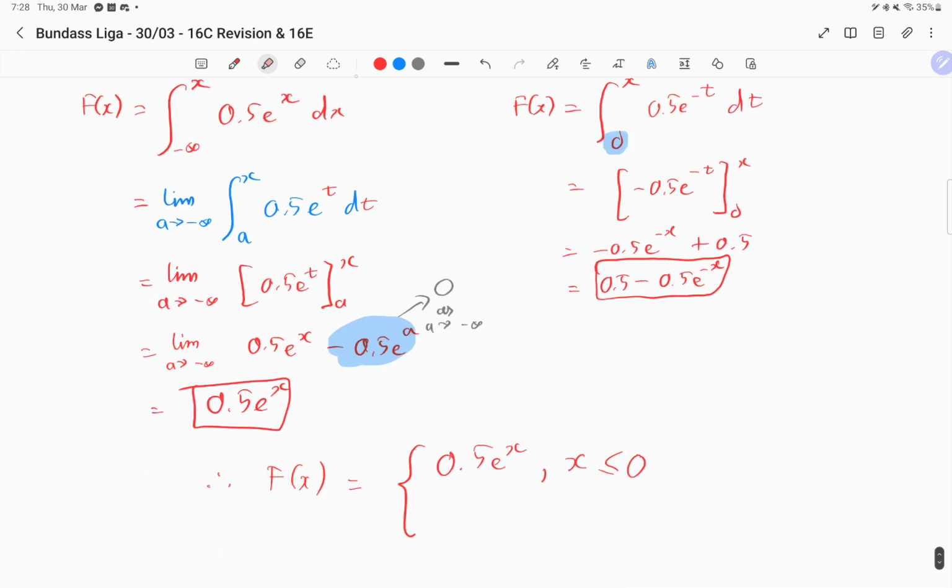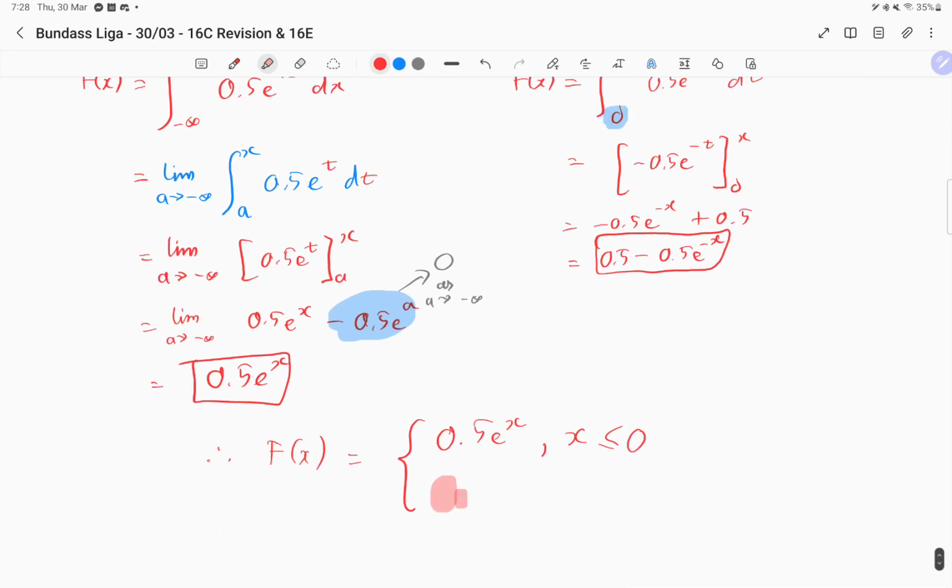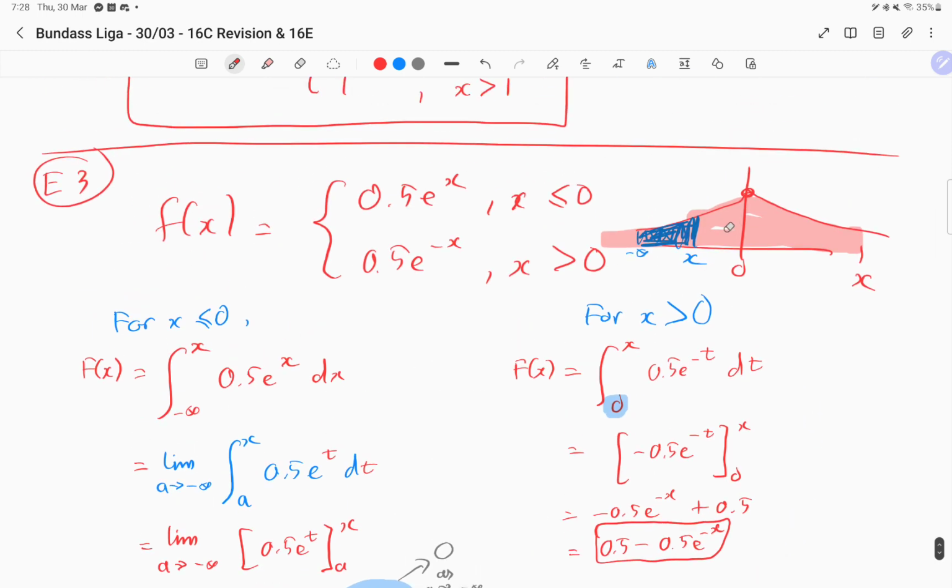So most students make the mistake of writing, oh, this would just be the same, right? It would just be 0.5 minus 0.5 e to the power minus x for x more than 0. Wrong. Because that doesn't cover all of the area. That only covers this bit here up to a certain value x. How about that bit there?